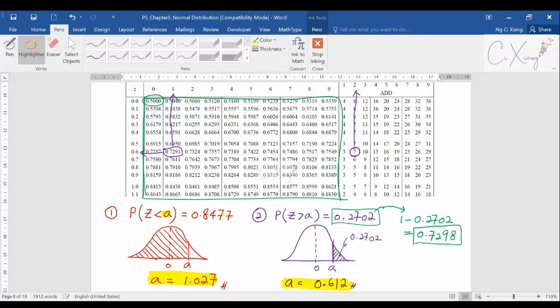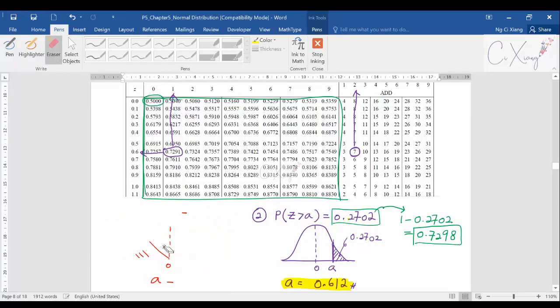So this is the second case. Again, to make sure that your answer is correct, you have to make sure your graph is correct. And if let's say your area is less than 0.5, you're not able to get the value from the table, so always take 1 minus, find out the value, and decide the positive or negative sign by looking at your graph. Okay, so this is what we have for the second case. Then proceed to the third case.